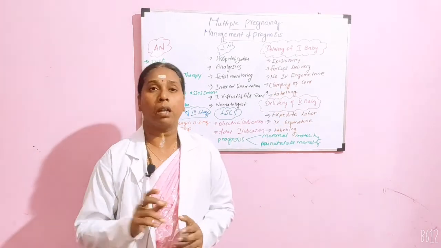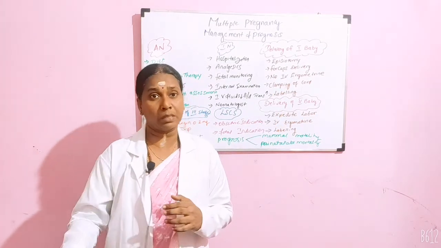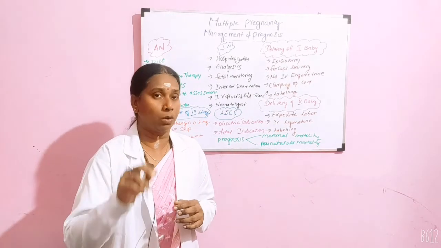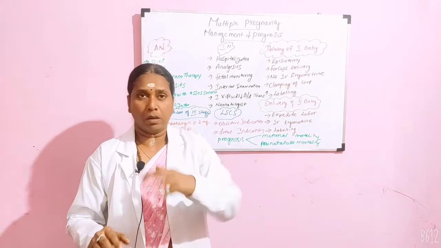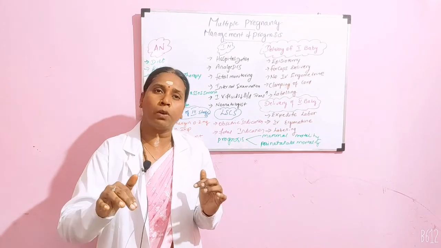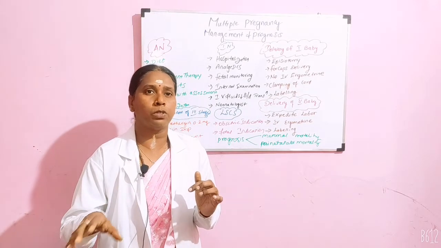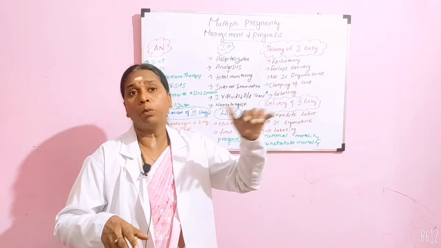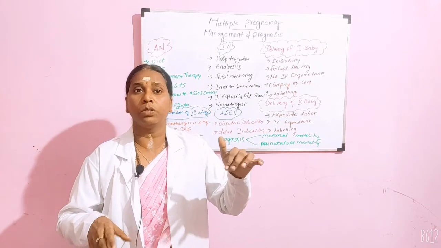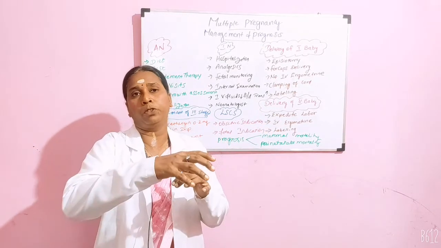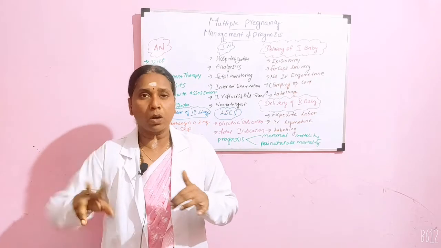Then comes the clamping of the cord. As soon as the first baby is born, you have to clamp the cord, because you can't wait for the pulsation to stop and all those procedures. There is one more baby surviving inside the uterus, and you need adequate perfusion for that baby also. So clamp the cord and cut the baby.